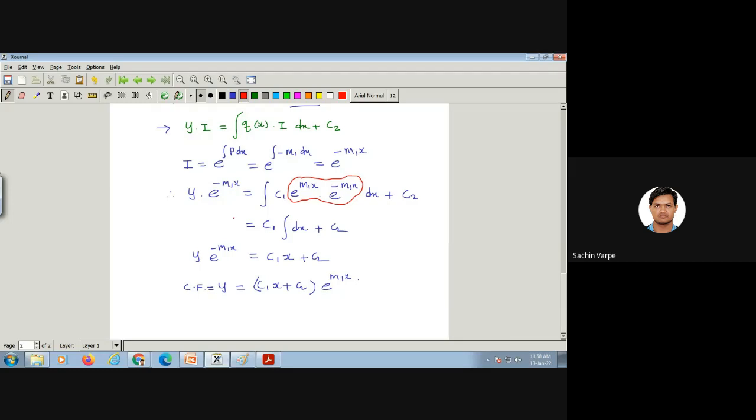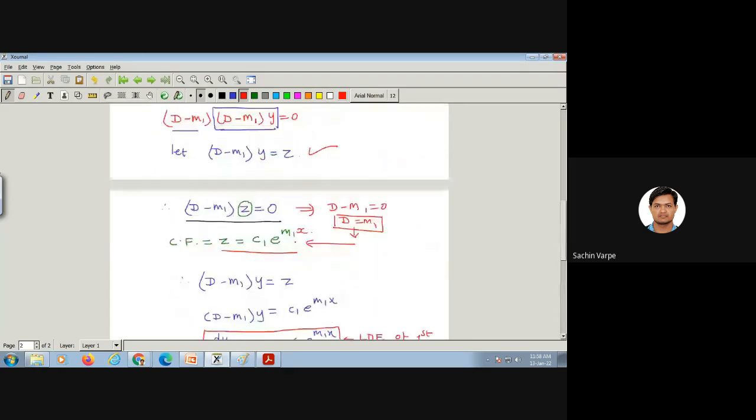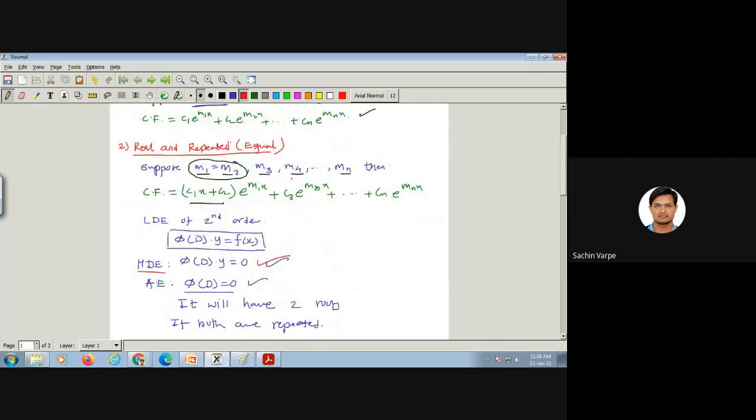Clear to everyone? Hello, everyone, please do reply. Any doubt, any question? So, this is the logic behind the repeated root formula. This is for the repeated root, and the rest is for non-repeated root, which is the same as the previous one. Clear? So, this is in case of repeated root.